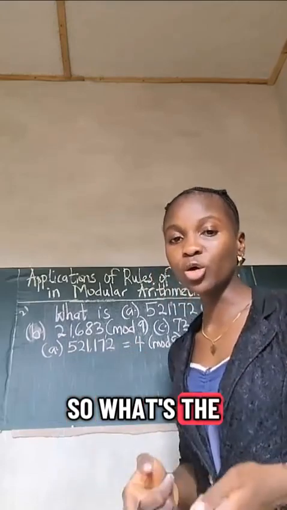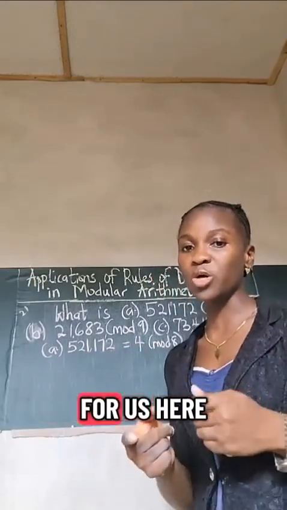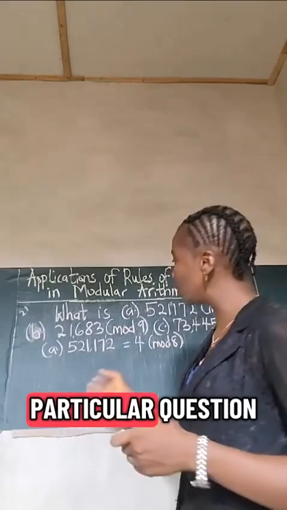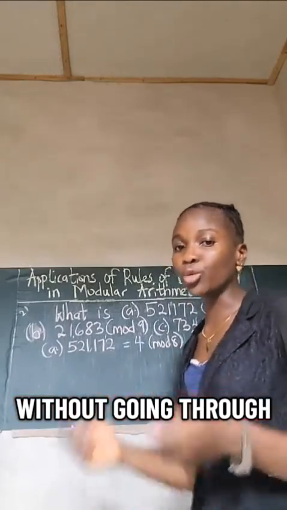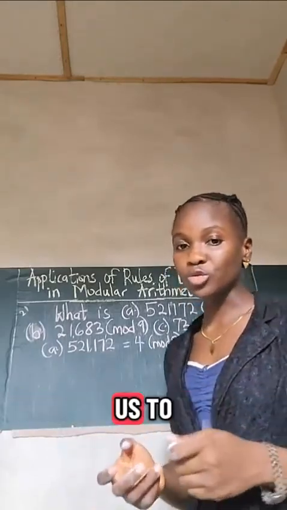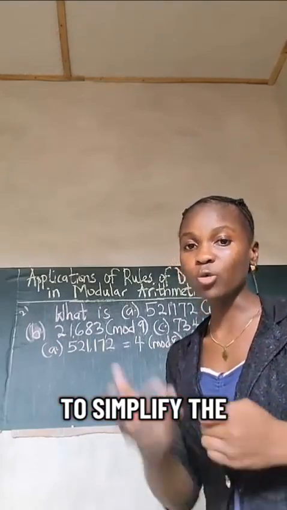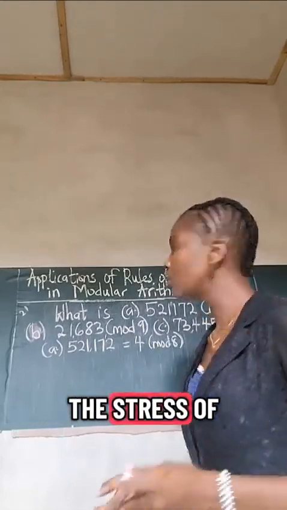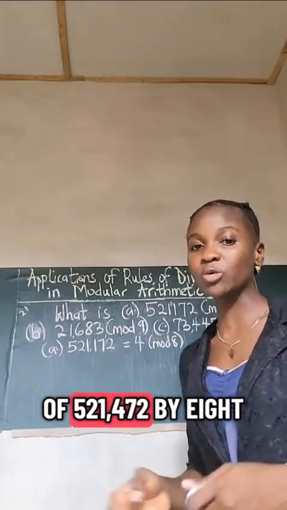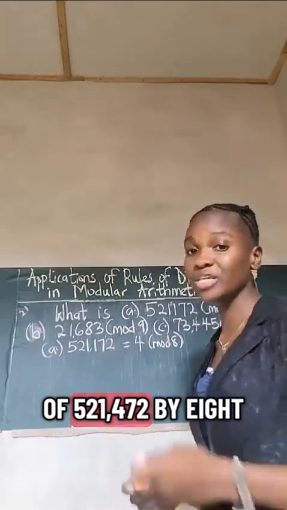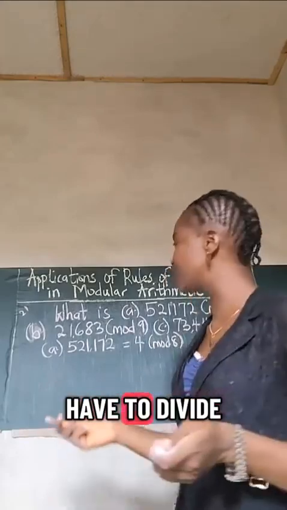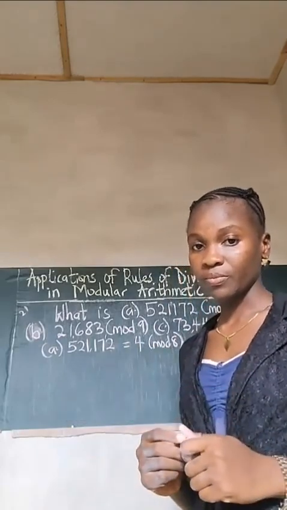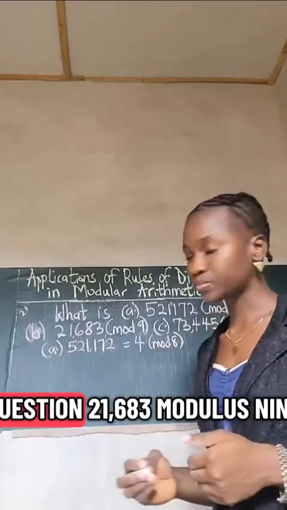So what the rule of divisibility has done for us here is that it has helped us to simplify the way we would solve this particular question without going through the stress of dividing the whole of 521,172 by 8. So we just have to divide the last 3 digits by 8. Now let's go to the next question.